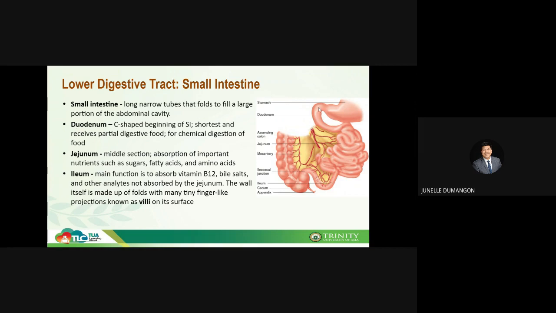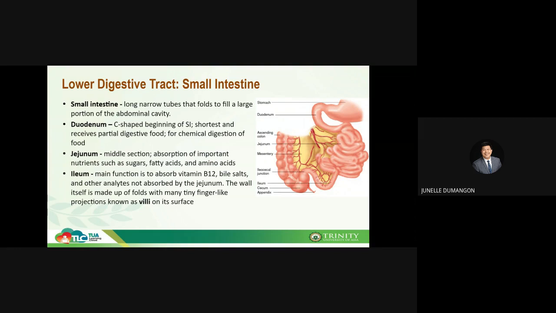It is a C-shaped portion. It is the beginning of the small intestine. It is the shortest and it receives partially digested food. Diba? Kasi it receives food from your stomach. So partially digested food. The jejunum, which is the second longest, is the middle section. And please do remember this, majority of the absorption of food, of nutrients, happen in the jejunum.